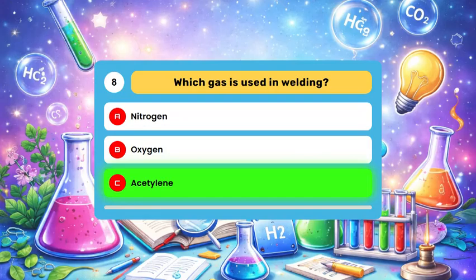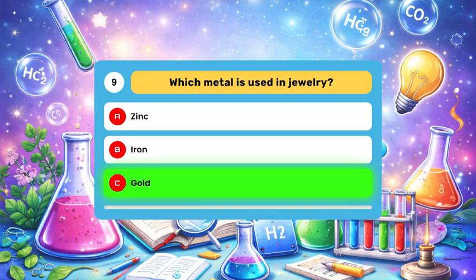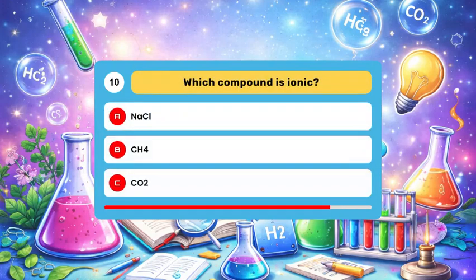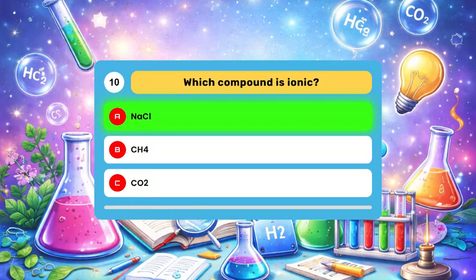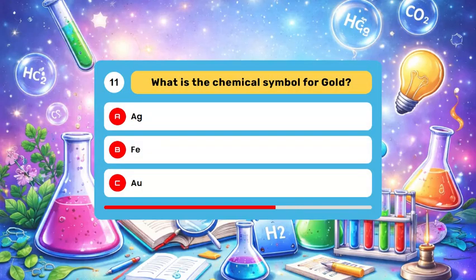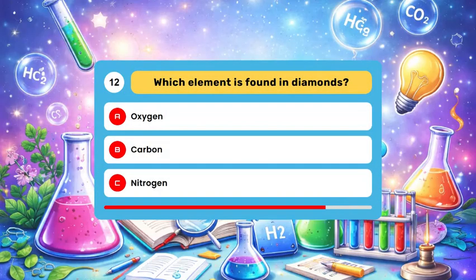Acetylene. Which metal is used in jewelry? Gold. Which compound is ionic? NaCl. What is the chemical symbol for gold? Which element is found in diamonds?